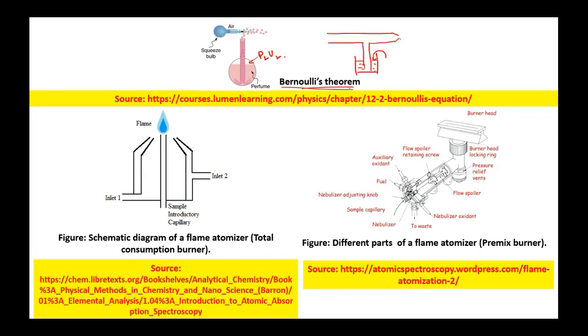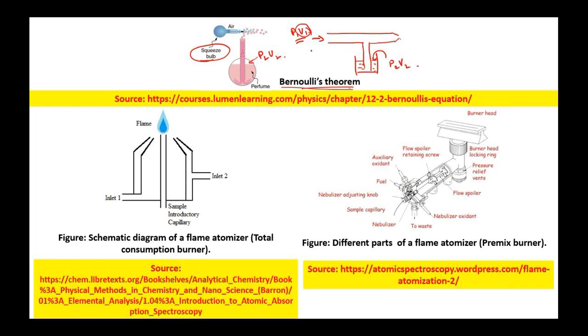Okay. So it is in the open here, P2V2. Over here we have P1V1. Now if we start to squeeze the bulb, what will happen? There will be an increase in the velocity of the air.